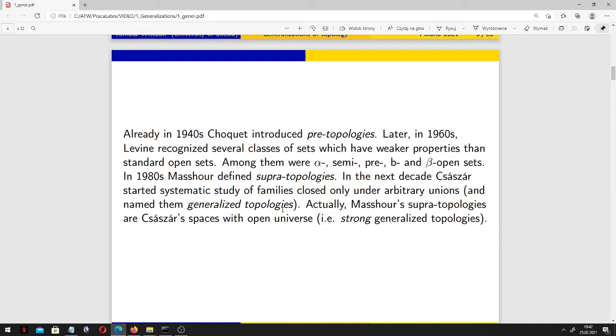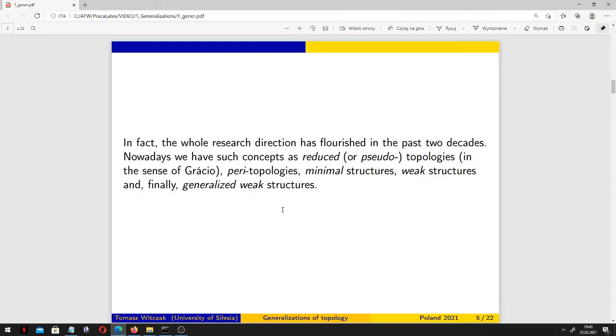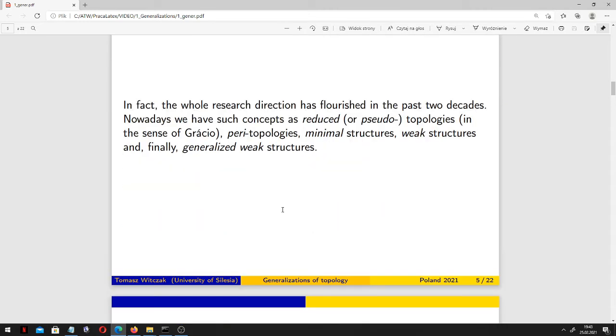They are families closed under arbitrary unions. Of course, it's possible that there are additional conditions, but what is required is that they are closed at least under arbitrary unions. In fact, the whole research direction has flourished in the past two decades, and nowadays we have many similar concepts like minimal structures, weak structures, generalized weak structures.